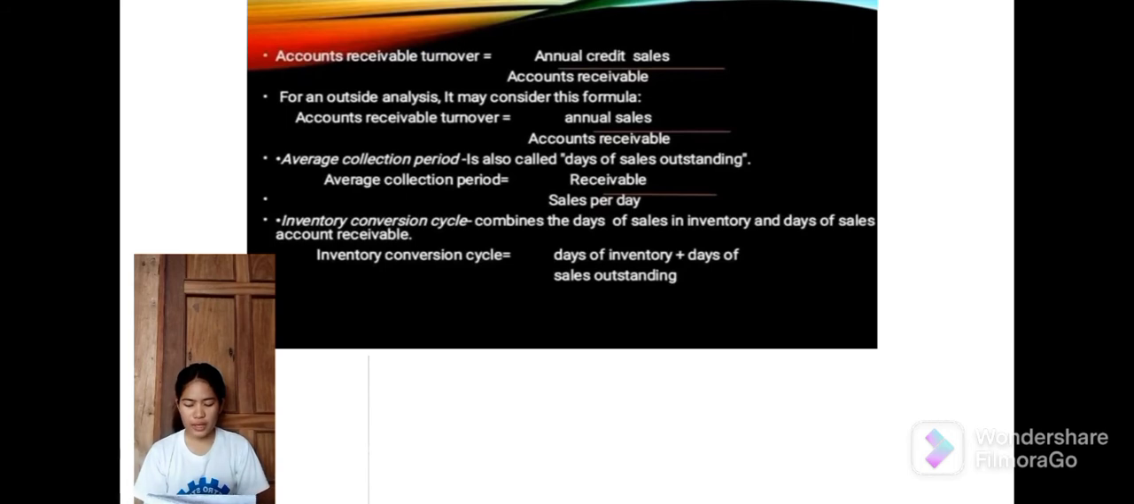Inventory conversion cycle combines the days of sales in inventory and days of sales in accounts receivable. It gives the company an idea as to how long it takes to convert inventory to accounts receivable and subsequently into cash. Inventory conversion cycle is equal to days of inventory plus days of sales outstanding.